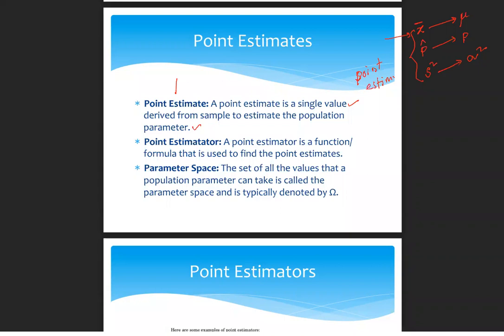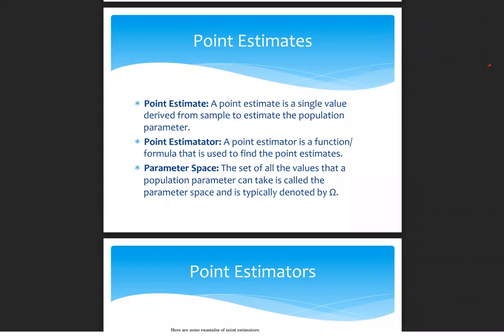X bar is the sample average, right? You use that to estimate the population average. P hat is the sample proportion. You use that to estimate the population proportion. S square is the sample variance. You use that to estimate the population variance.